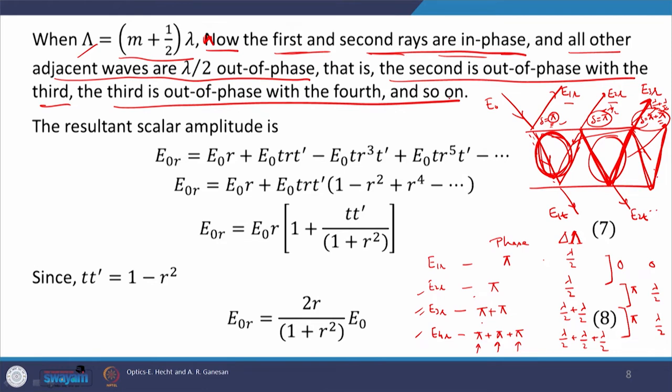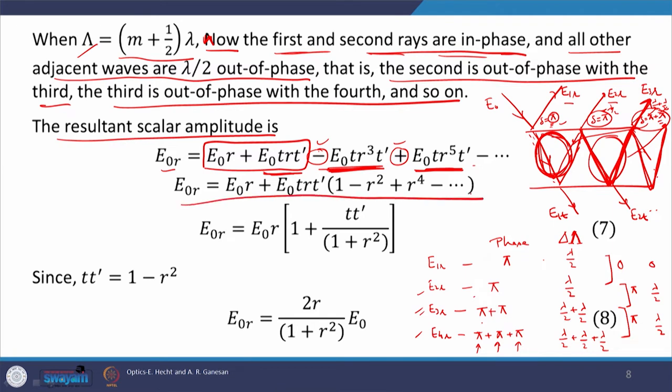Therefore, the resultant scalar amplitude, which is written here: you see that these two are in phase, therefore they are added, while this is out of phase with this. E3r is out of phase with E2r, therefore we have a minus sign. Similarly, E4r is out of phase with E3r, therefore a plus sign here. Here we have minus, here plus and so on. Each next term will have a different sign. With this, we added all these terms and performed the geometrical sum, since this series is a GP. Then we added them up and this is the relation which we get ultimately.